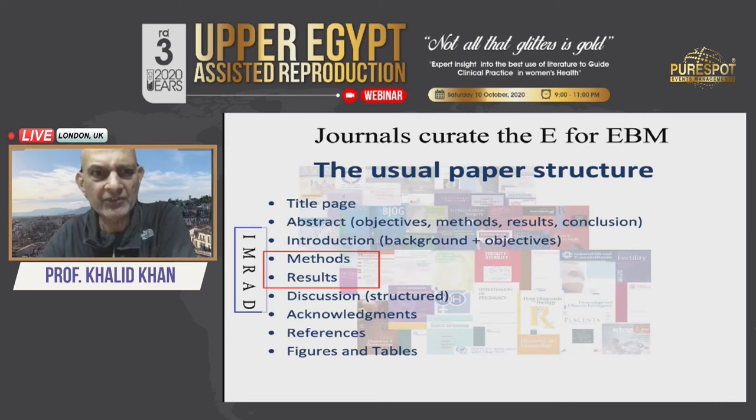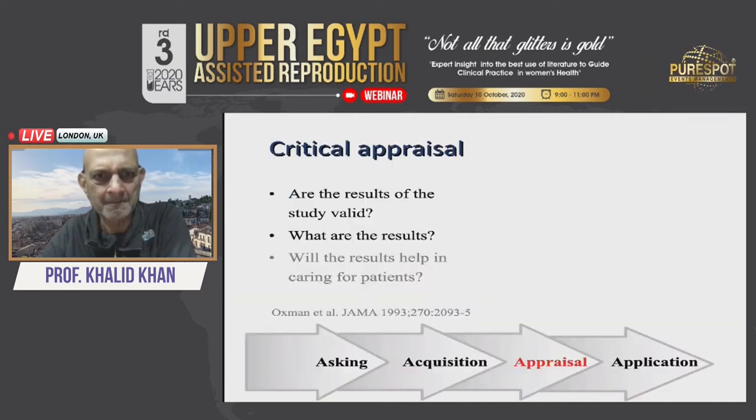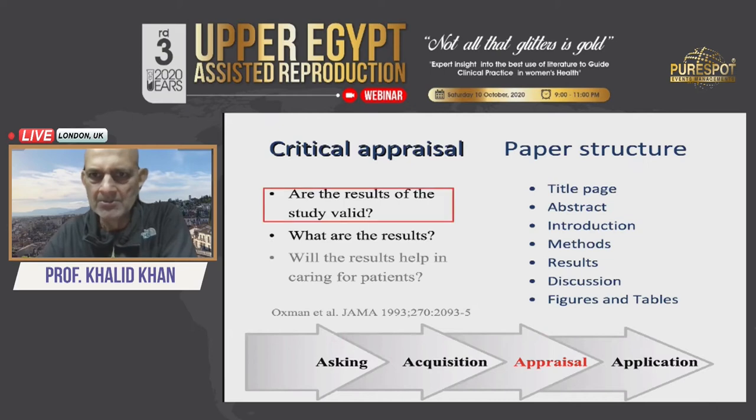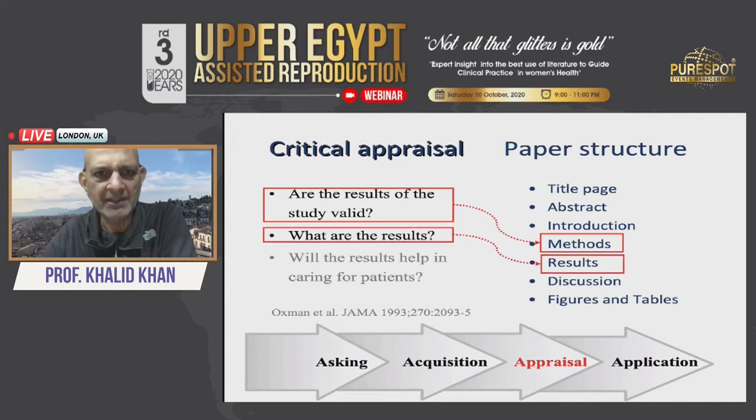But don't just rely on the abstract. You'll have to read the methods and results to be sure as to what in fact was done and what was found. So, are the results valid is a question that we address by reading methods, and the results are the results. And we're going to look at both of these in a second.